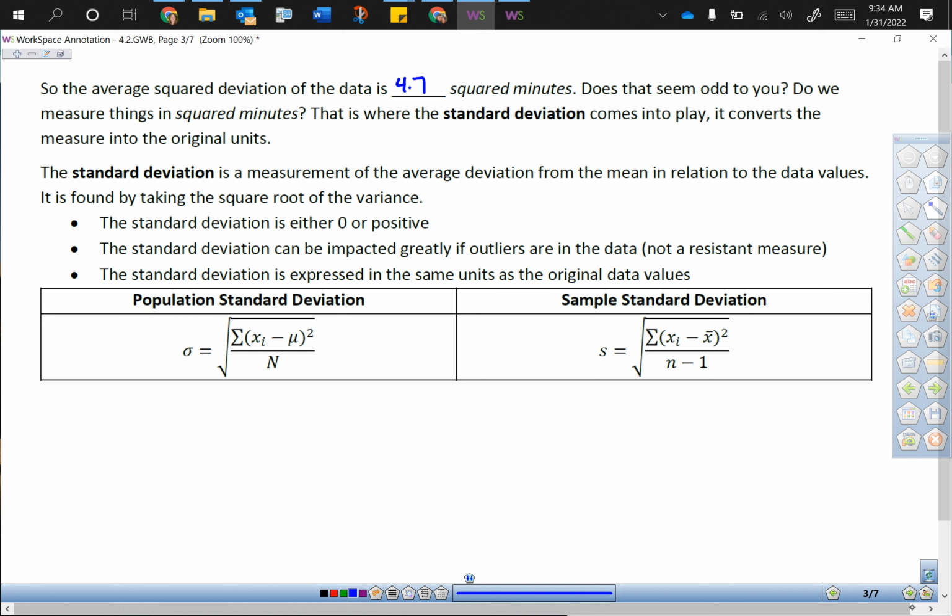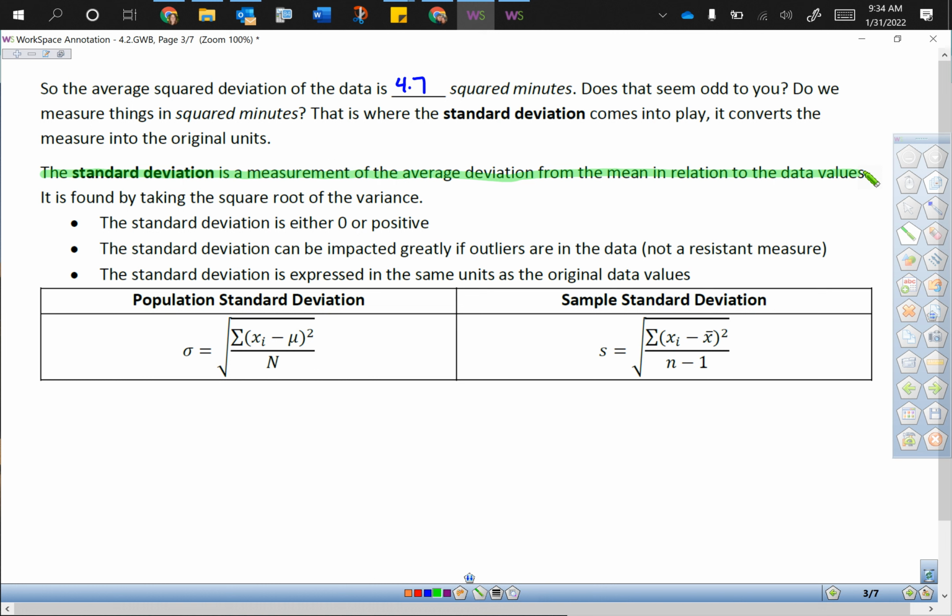It takes that variance, that squared deviation, and converts that measure into the original unit, so it makes more sense, okay? So the standard deviation is a measurement of the average deviation from the mean in relation to the data values. That's a really important definition. I want you guys to highlight that, circle that, make note of that. The standard deviation is a measurement of the average deviation from the mean in relation to the data values.